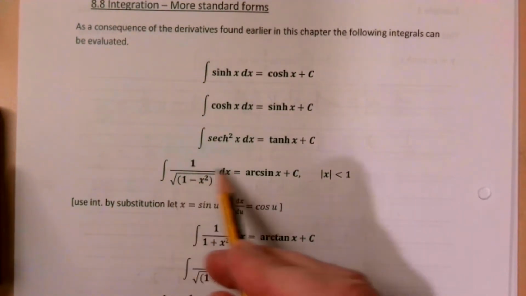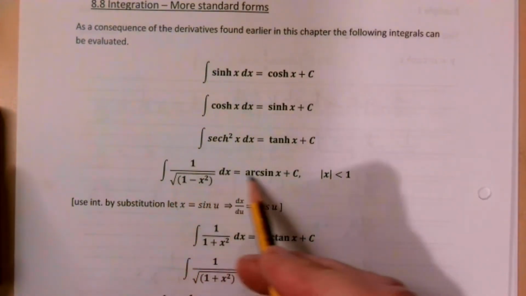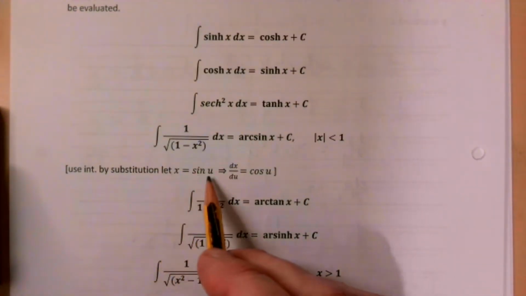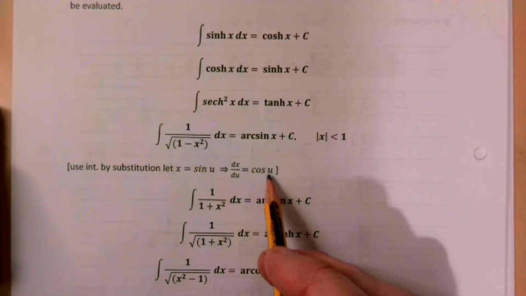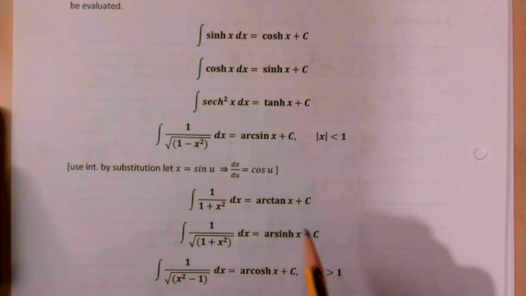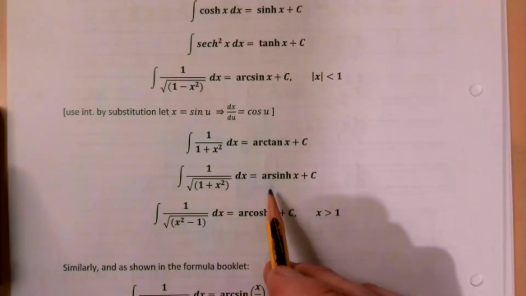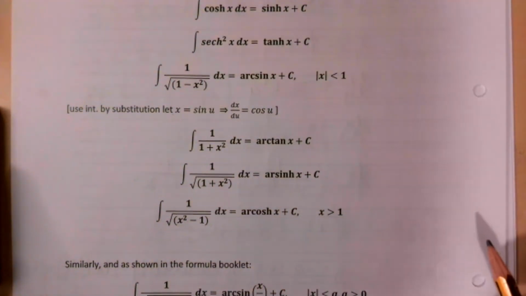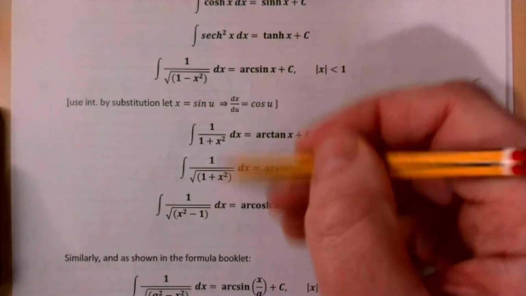Then 1 over the square root of 1 minus x squared gives us arc sine x. If you use that substitution, x equals sine u, you can work it again. It's all in the previous chapter's notes. Arc tan is this one, and then the two new ones that we've just been doing recently are this one here for arsinh and this one for arcosh. So those are the kind of straightforward ones.